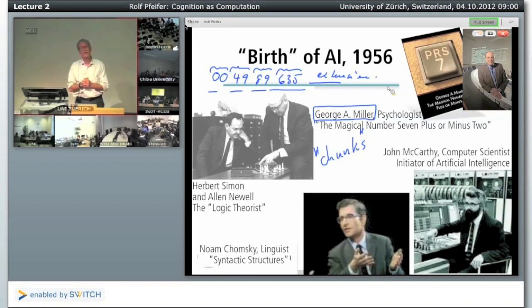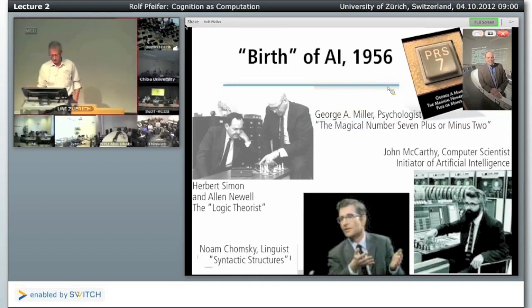And so he proposed these chunks, and then the question is, how many of these chunks? And he said, it's maybe around 7, plus or minus 2, so it's not clear. Could be 9, but could be 5, or could be 10, could be 4, but it's definitely not 100. And it's definitely not 2. It's more than 2, it's not 100, so it's around 7 plus or minus 2. This is a very influential paper, very influential psychologist.